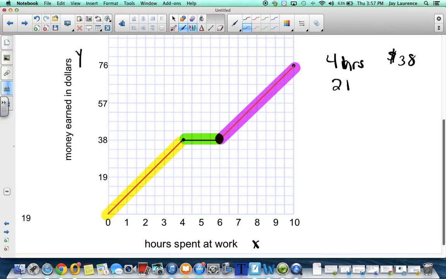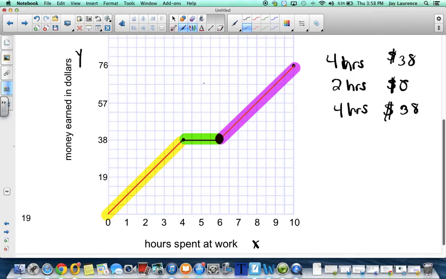So the next 2 hours, how much money did they make? Well, they didn't make $38 because they were at 38 to start with. It doesn't go up. So they made $0. See, they made no money during this time. And then they worked another 4 hours, and they made from 38 to 76, excuse me, it's been a long day, another $38.